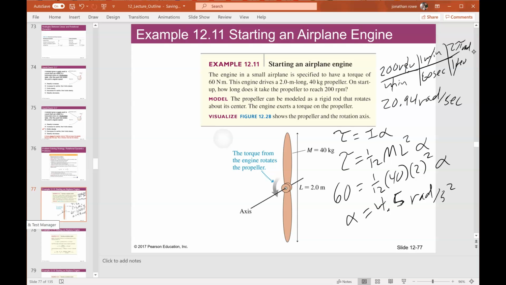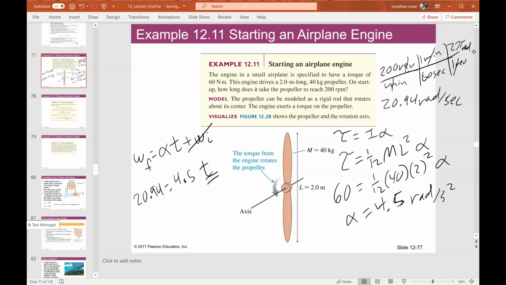Now it's doing some kinematics, I think. So omega F equals alpha t plus omega I. Well, omega I is 0. Alpha I know. Omega F is what I'm trying to accomplish. 20.94 is what we're trying to get to. 4.5 is the alpha, and time is what we're looking for. We're going to find it just by dividing. I won't even go through the rest of that step because it's over.